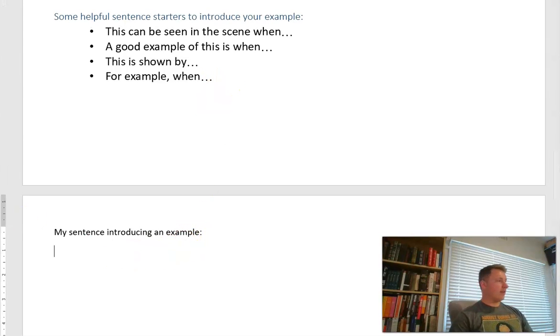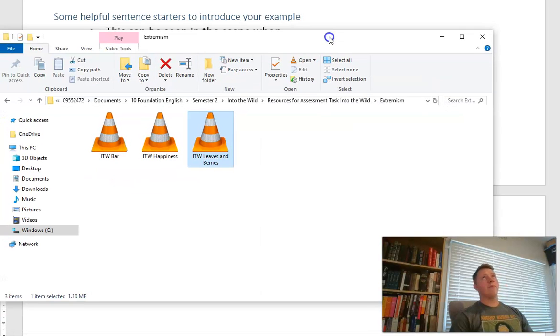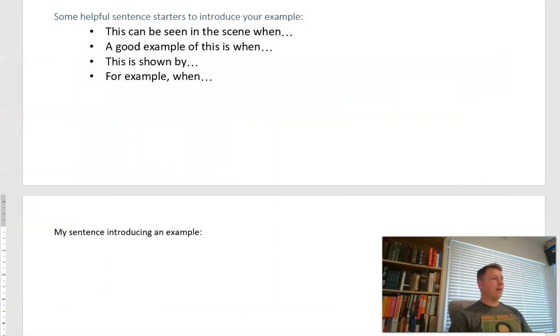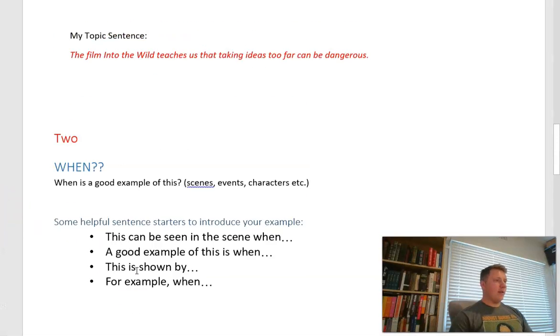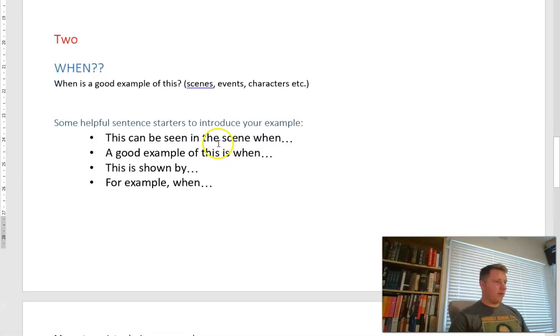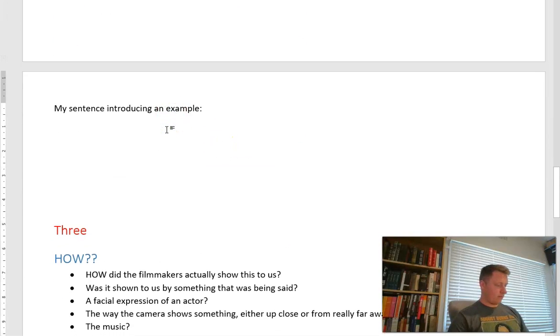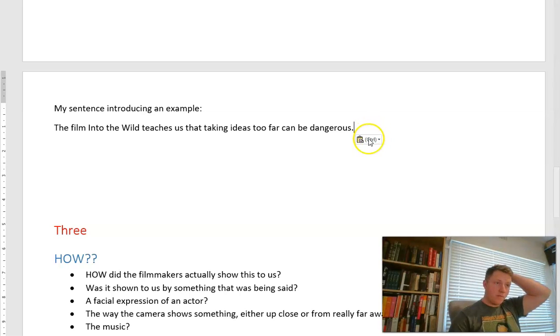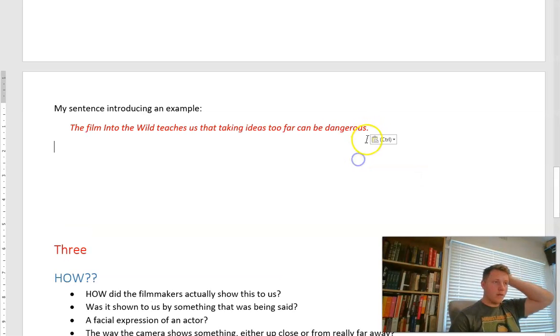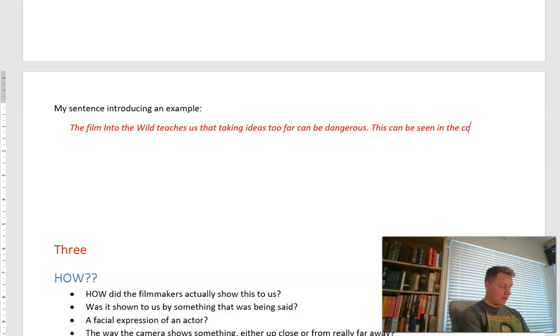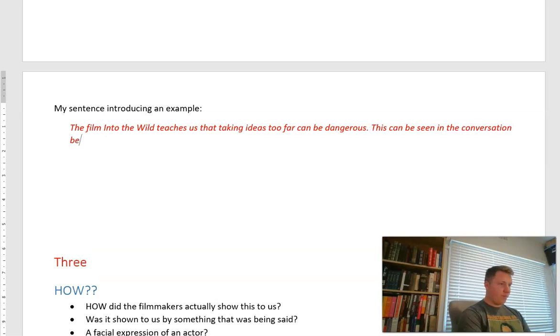So the scene that I looked at was what? That was the leaves and berries, and from memory they were around a campfire, they were having a chat. Okay? So I might say, you know what? I'll copy this down here. Alright, and then I'll continue writing. So the film Into the Wild teaches us that taking ideas too far can be dangerous. And then I want to say, this can be seen in the conversation between Jan and Chris around the bonfire.